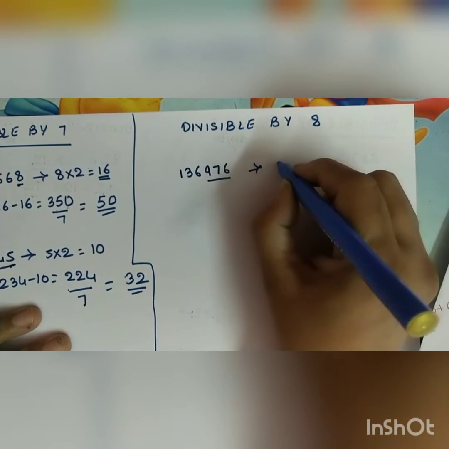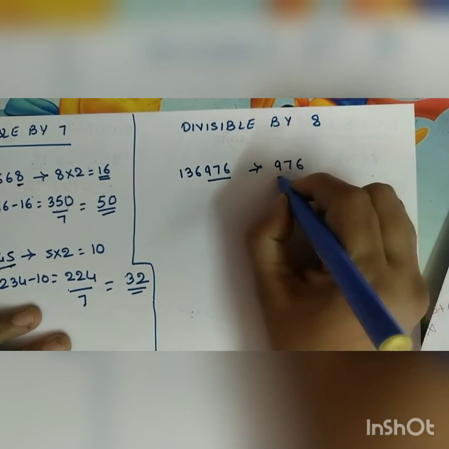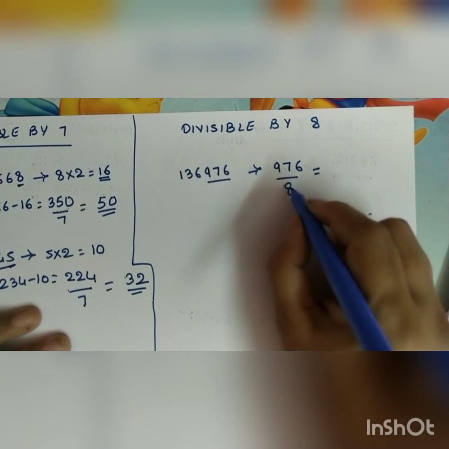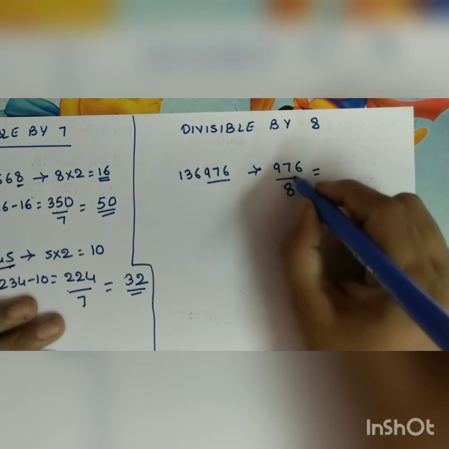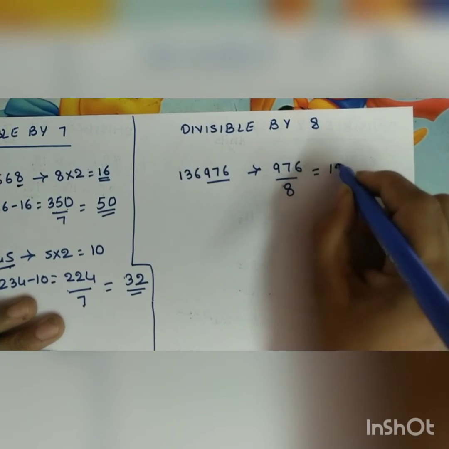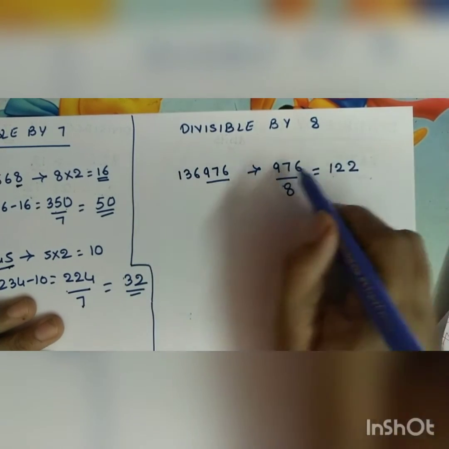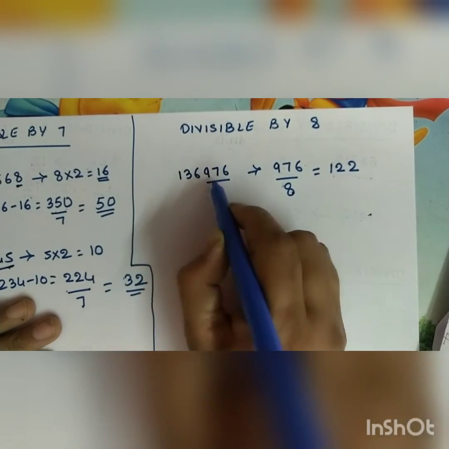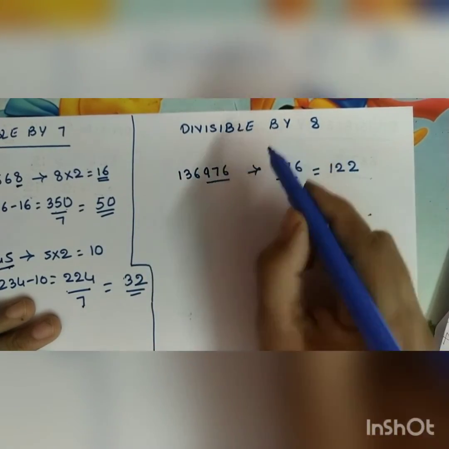So we take that number 976, and if it is divisible by 8, we say that the particular number is divisible by 8. When I do this, I get the answer 122. So that means it is divisible by 8. So we can also say that 136976 is also divisible by the number 8.